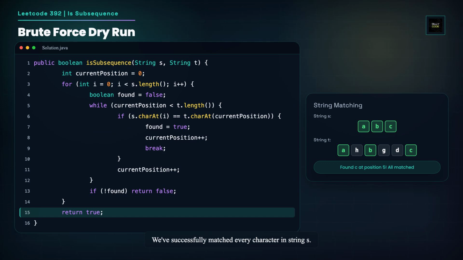Now let's test the second example. The string s is AXC, the string t is AHBGDC. We match A immediately. Now we're looking for X. We continue scanning. We see H, not a match. Then B, still not. Then G, then D, then C. We've reached the end of the string. But we never found X. Once that happens, there's no point continuing. We already know the answer is false. So the brute force solution also works correctly.